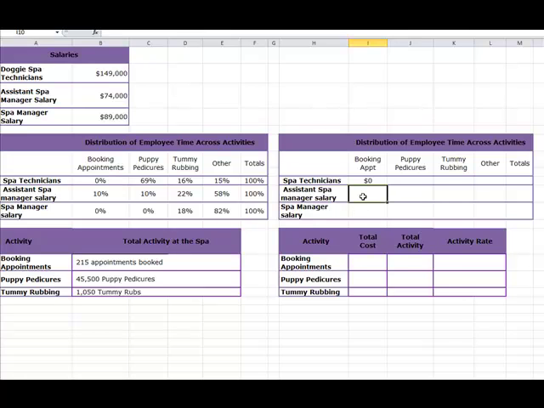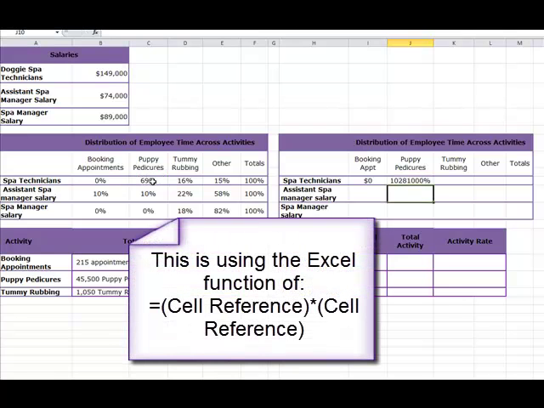So, what percentage then of the spa technician's salary do they spend on puppy pedicures? 69%. Whoa, I could reformat that cell.